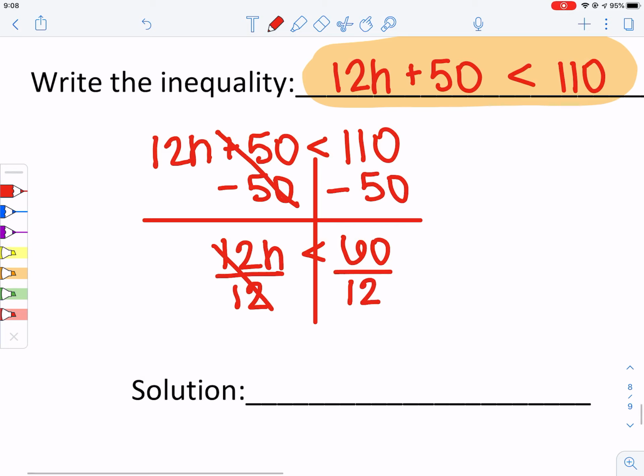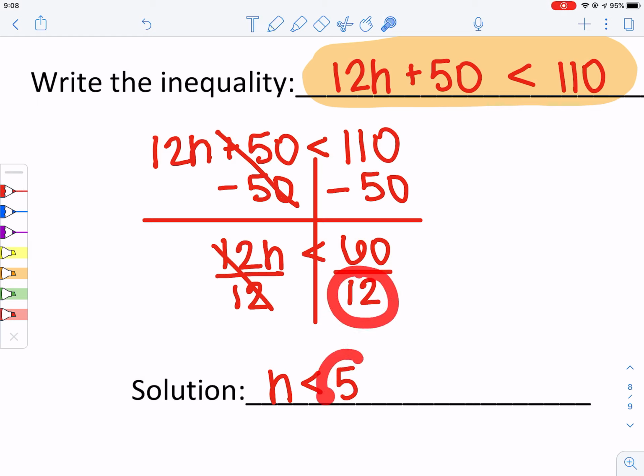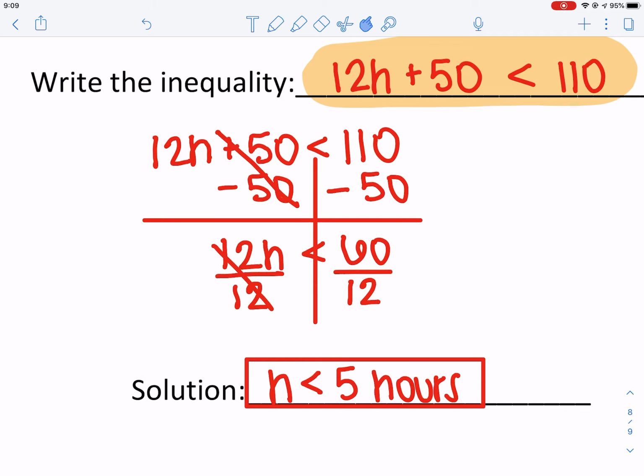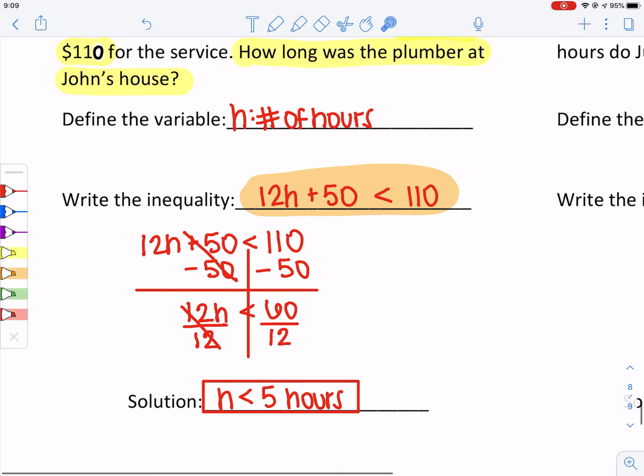Okay, and so I have h is less than, and then I know 60 divided by 12 is 5, or I know if you want to think 12 times 5 gives you 60. That's another way to think about it. So I know h is less than 5 hours, which means the plumber had to have been at his house for less than 5 hours because he knows he paid less than 110. So the plumber had to be at his house for less than 5 hours.